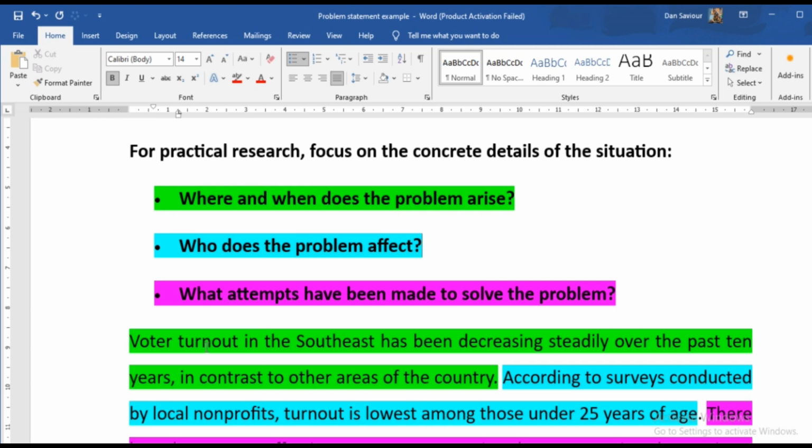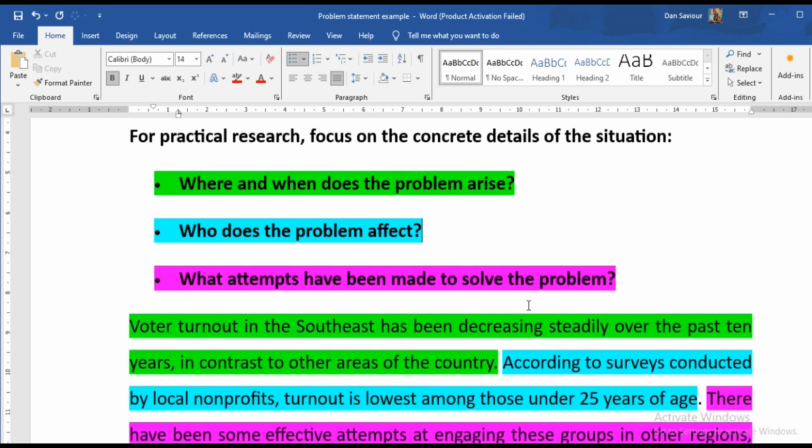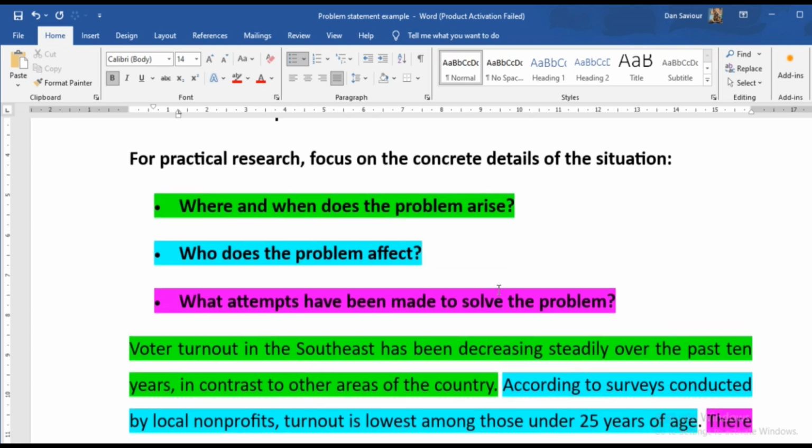We find out that voters turnout in the southeast has been decreasing steadily over the past 10 years in contrast to other areas of the country. So these statements now have answered the question where and when does the problem arise, right? Because we found out that the where now is the southeast, right? Has been decreasing steadily over the past 10 years. The when now is the past 10 years, right?